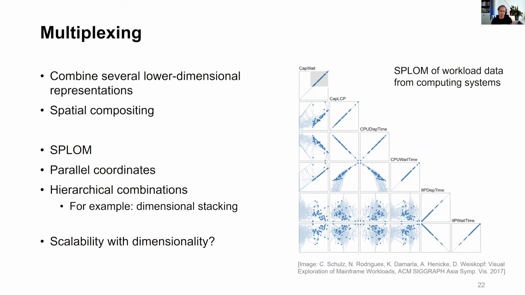And this leads me to the strategy of multiplexing. For example, we can place several lower dimensional representations next to each other. The scatter plot matrix is a typical example of this approach. It does a systematic combination of all pairs of data dimensions and then places the resulting scatter plots into a matrix organization. In this example of a SPLOM, or scatter plot matrix, we tried to visualize different types of characteristic values that measure workload data from different computing systems.